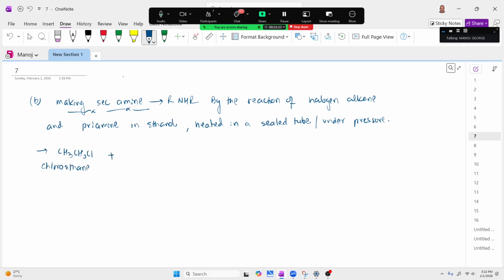And I'm supposed to react this with the primary amine. So let's say I'm using, for example, CH3NH2. This is a primary amine. This is aminomethane. Common name, methylamine.